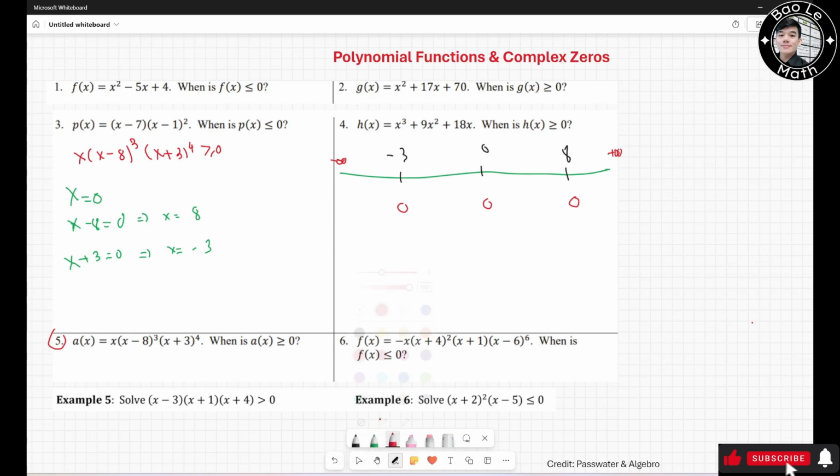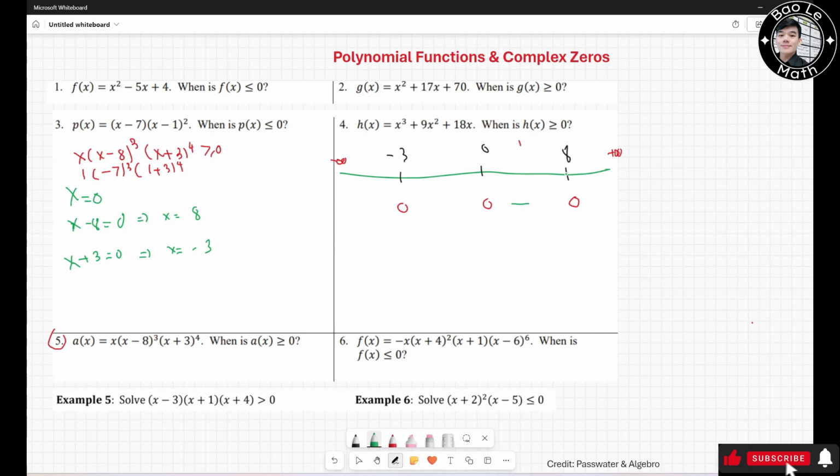Now I need to test values, right? So I have 1 interval, 2 intervals, 3 intervals, and 4 intervals, right? So I'm going to pick this one right here. I pick 1, between 0 and 8. I substitute over here. So I have 1 times (1 minus 8), which is negative 7, to the power of 3, right? And then times (1 plus 3) to the power of 4, right? I don't need to calculate this, but I know that negative 7 to the power of 3 should be a negative number, and multiplied by this one should be negative. So the answer right here must be negative, right?